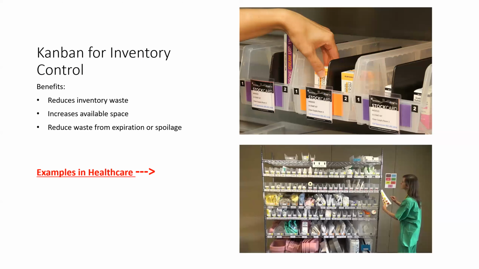Here are a couple examples of how inventory control can be utilized in healthcare settings with a two-bin system up top and a single bin and card system below. That sure looks tidy and efficient, doesn't it? They certainly won't get caught with expired supplies when Joint Commission does environment of care rounds.